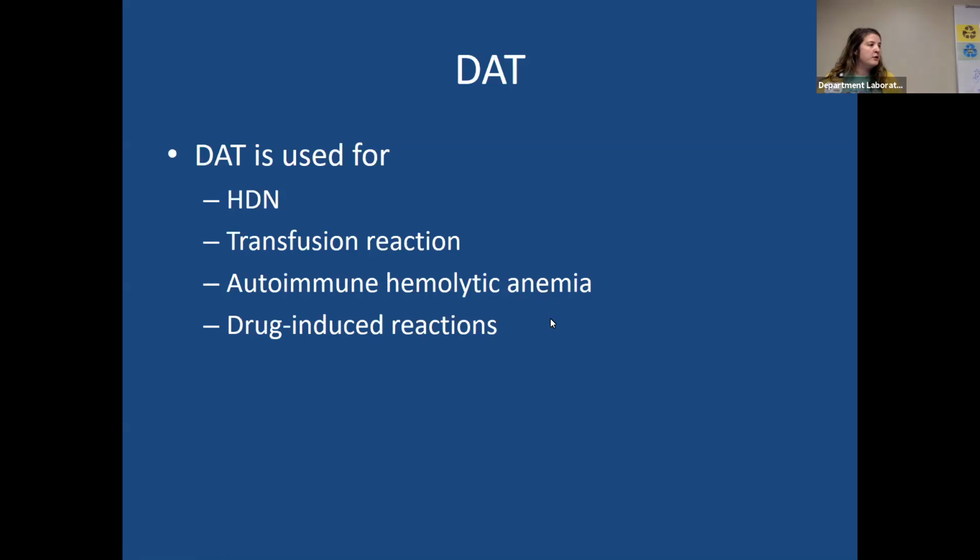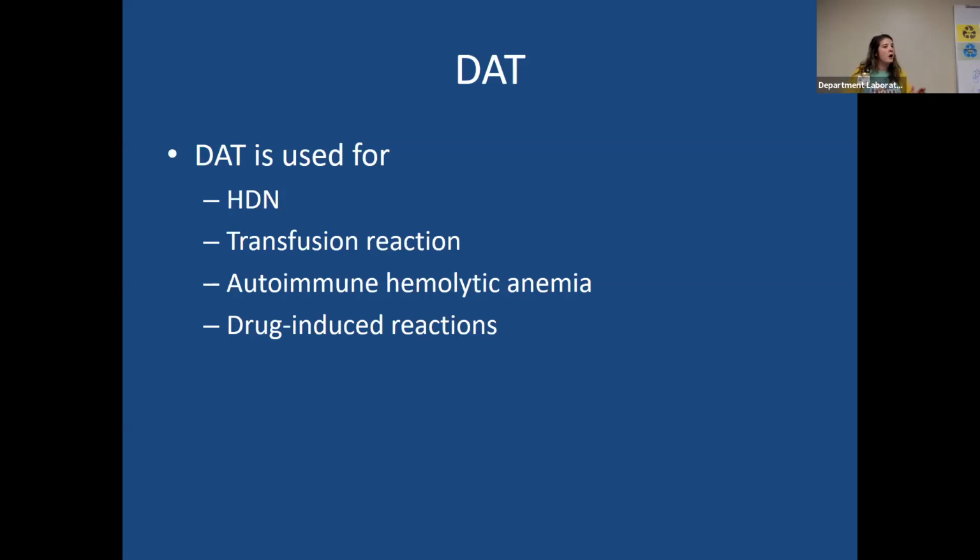Right, just some reasons that we use the DAT. Number 1, if you're doing your IAT and your autocontrol is positive, that means that something on the patient's red cell is reacting with something in patient plasma. Okay, so if your autocontrol is positive, that is automatic DAT. You can think of it as a reflex test in blood bank. Anytime there is a mom and baby situation, if you receive a cord blood on a baby, we're always going to do a DAT just to investigate the possibility of hemolytic disease of the newborn, especially if that baby is in any type of respiratory distress, or exhibiting symptoms of jaundice as well.